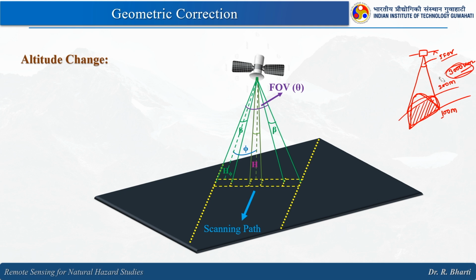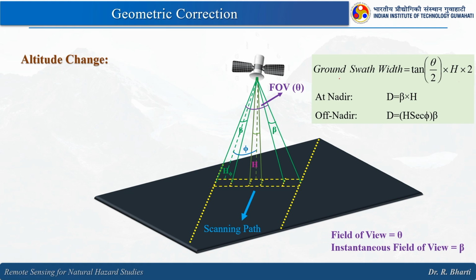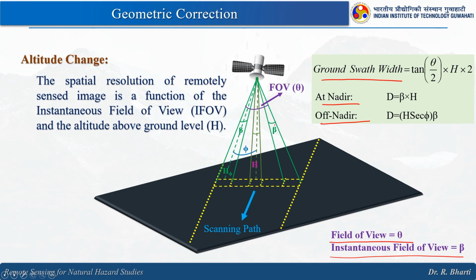So in such situation you will have the problem with the object captured within the field of view of one detector, right? So this is called ground swath width at nadir, and off nadir what will happen? The field of view is theta here and IFOV is beta here, right? So this is very clear from this diagram. The spatial resolution of remotely sensed image is a function of the IFOV and altitude, right?